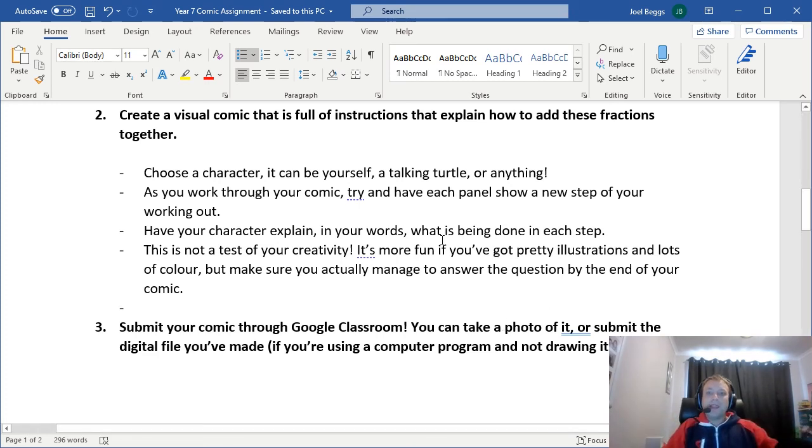Once you've got your comic all done up, we're going to try and get you to submit it through Google Classroom. So if you've drawn it by hand, which is probably the easiest way to make it, you can take a photo of it and hopefully upload that photo to Google Classroom. Otherwise, if you're using something like PowerPoint or Microsoft Paint, you can save it in whatever file format it is, and you can upload that file to Google Classroom, and we'll be able to open it, no problem.